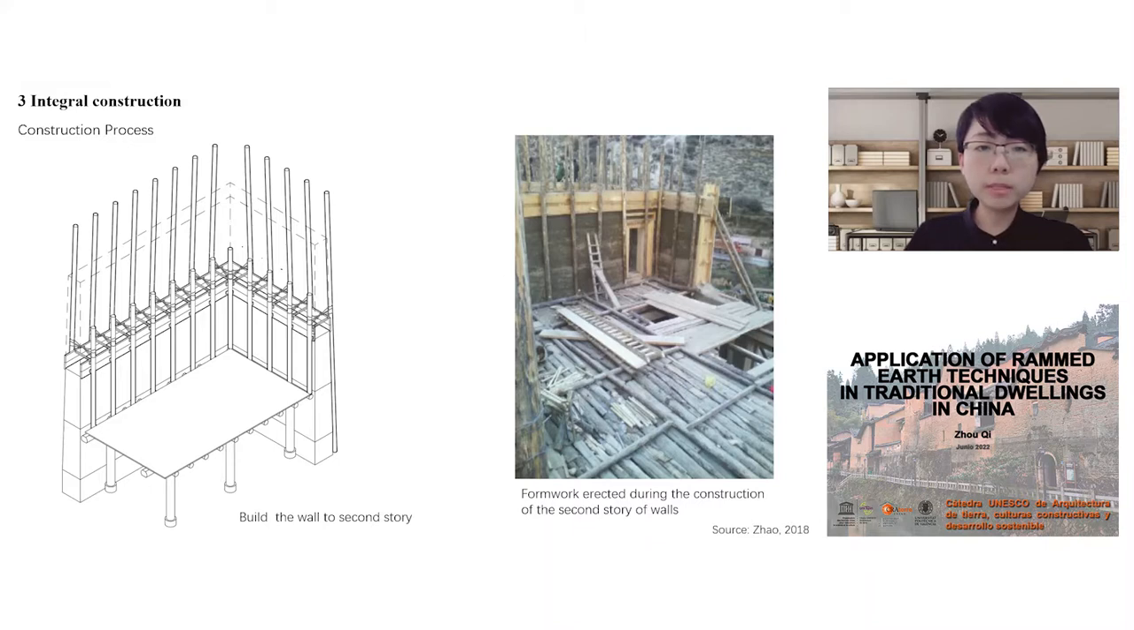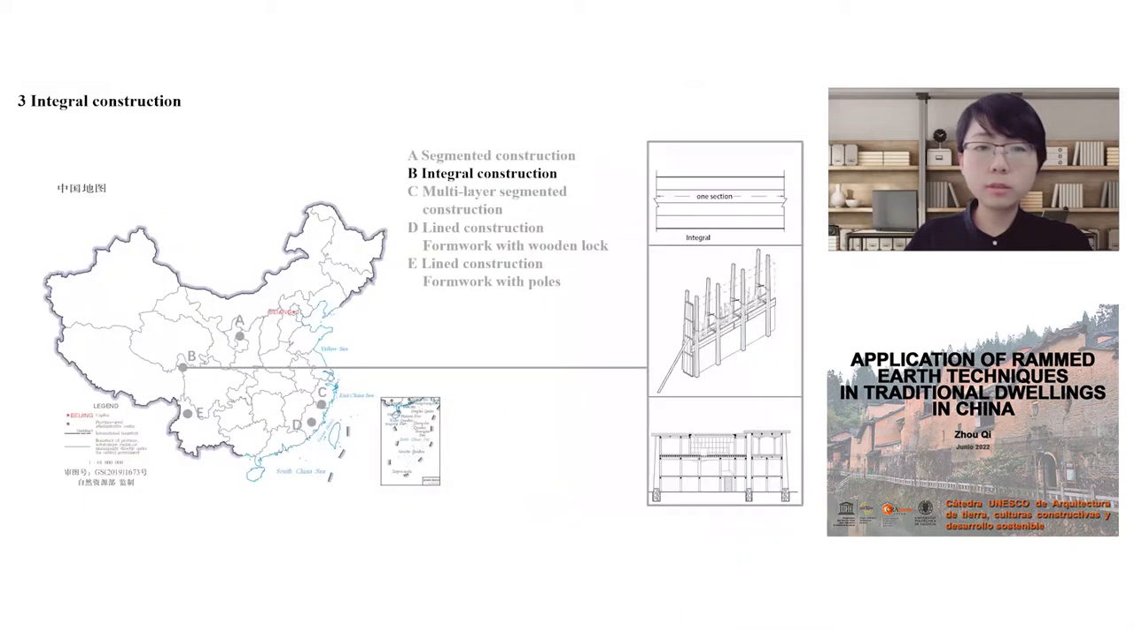Then build the second story of the wall, and do the same for the third and fourth. The pause after each story allows the wall to dry sufficiently to have better strength and ensure safety. At the same time, the wall finishes shrinking. It doesn't shrink anymore when combined with the wooden structure.